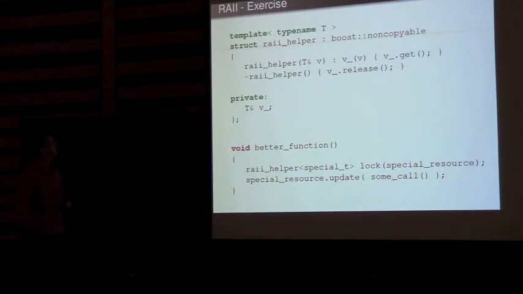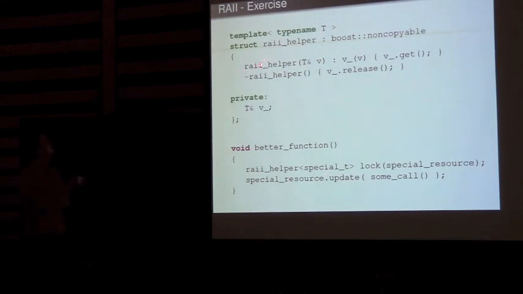So I'm going to call it a better function. Better function is going to instantiate this helper, giving it a type, which happened to be the type of my special resource. It's creating this local variable called block, and then doing the call that I had before. So it's a little simpler down here. I'm not doing my get and my release.